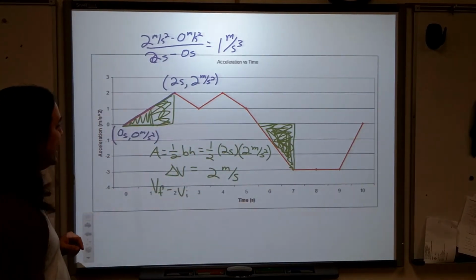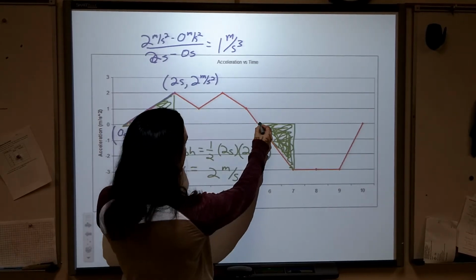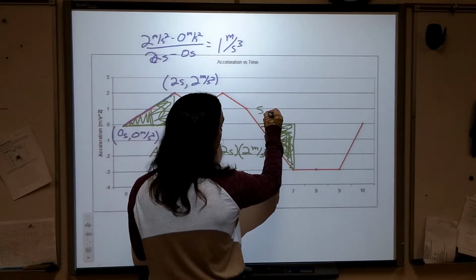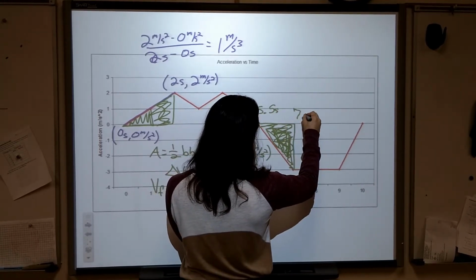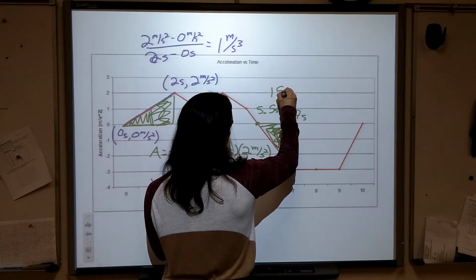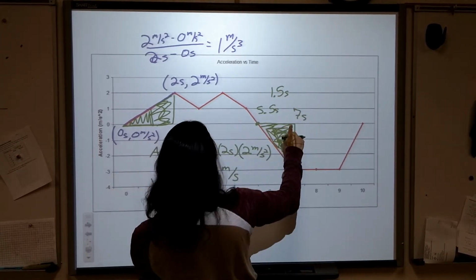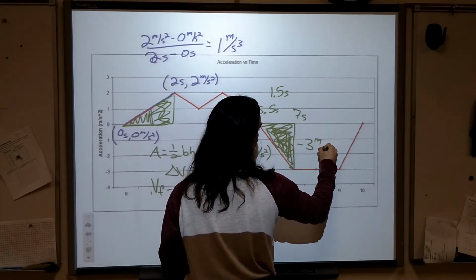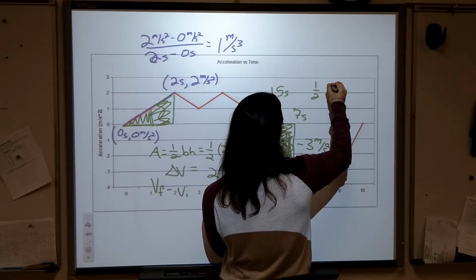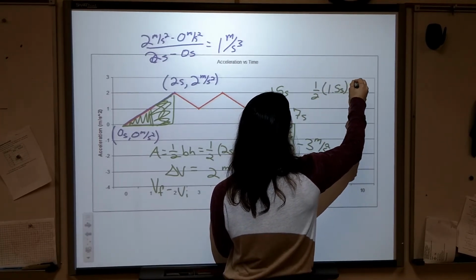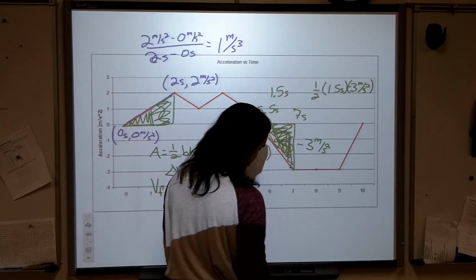now we've got another one of those negative areas. So I go from, let's see, this can be kind of hard to read. Looks like this is a weird graph. It's 5.5 seconds right here, all the way up to 7 seconds. So my base here is 1.5 seconds. And then my height is negative 3 meters per second squared. All right. 1/2 times base, 1.5 seconds, times height, 3 meters per second squared. Oops, negative 3 meters per second squared.